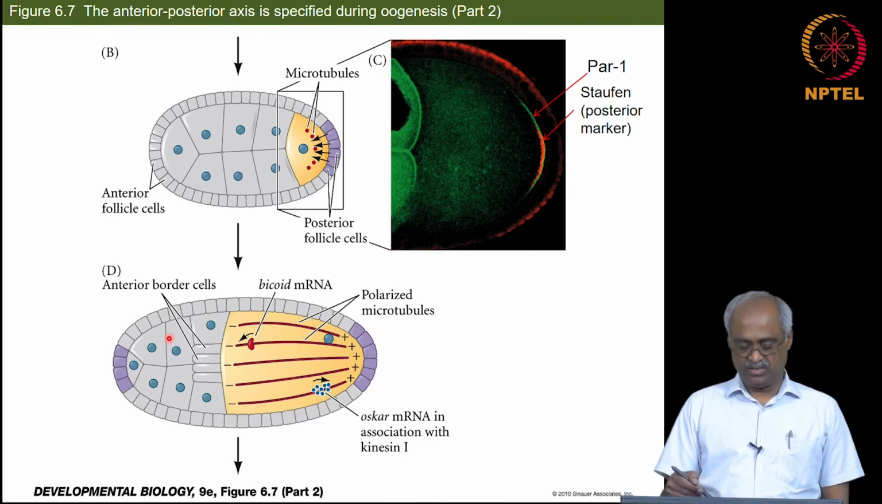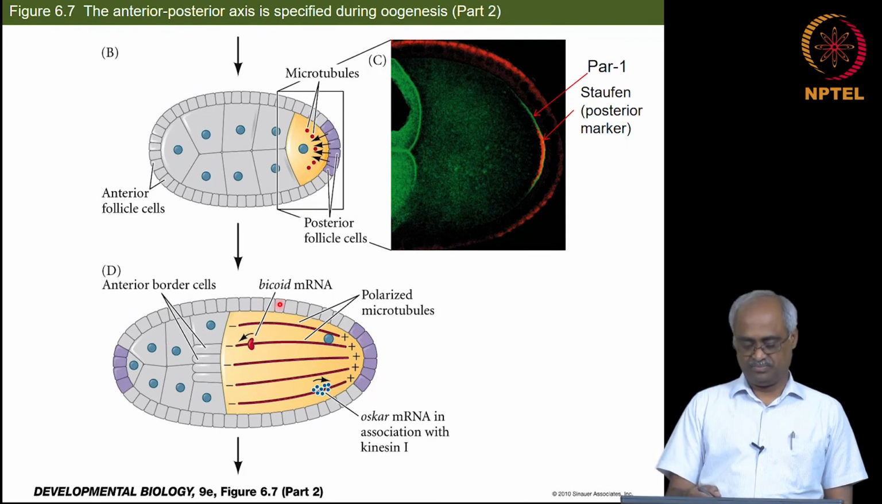So, in tomorrow's class we will see how the top and bottom are determined. Okay, so, we have seen the front and back, so we need to see the asymmetry between these two sides. So, that we will do in the next class.